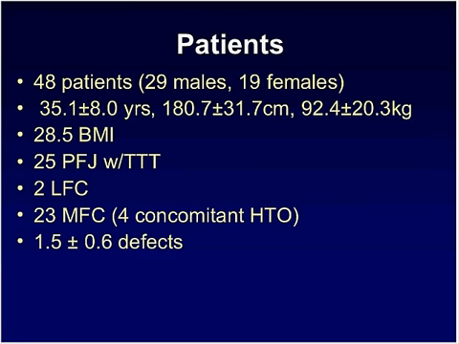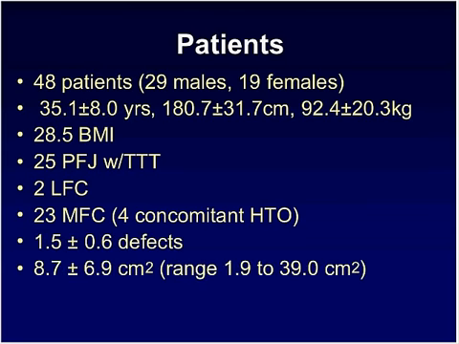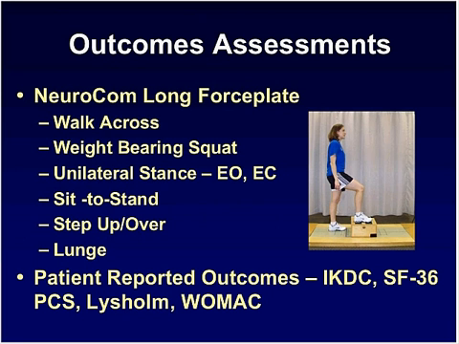On average, patients had 1.5 defects with a rather large surface area ranging from 1.9 to 39 centimeters squared. Our outcomes that we used from the Balance Master were the walk across, the weight-bearing squat, the unilateral stance in both conditions, the sit to stand, the step up and over, and the lunge.